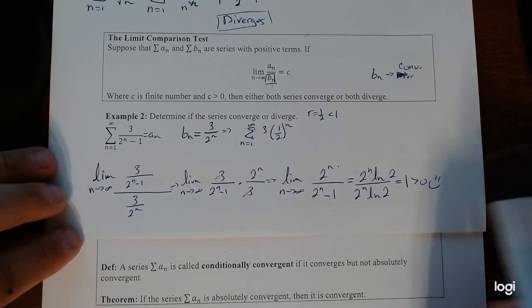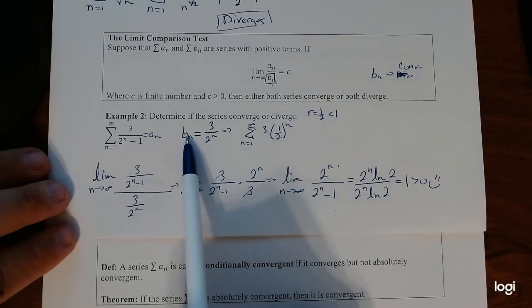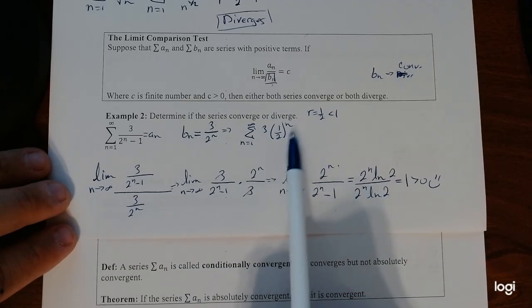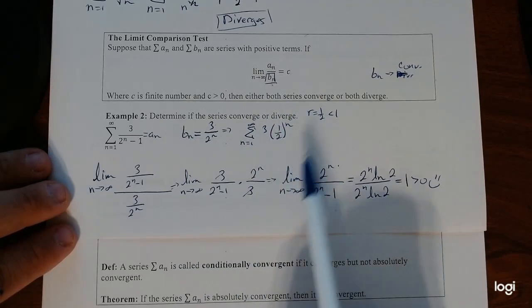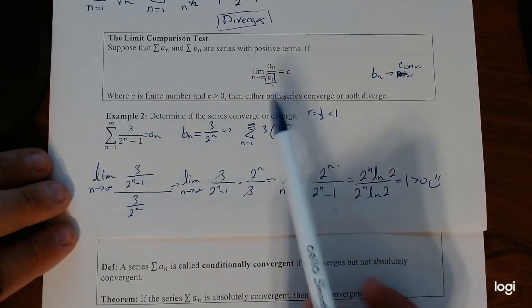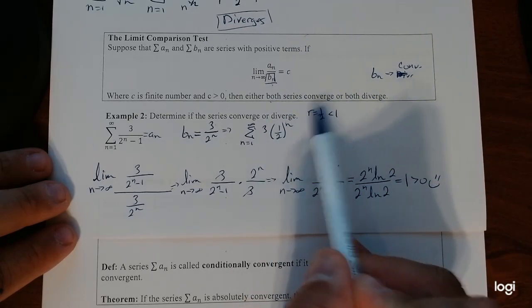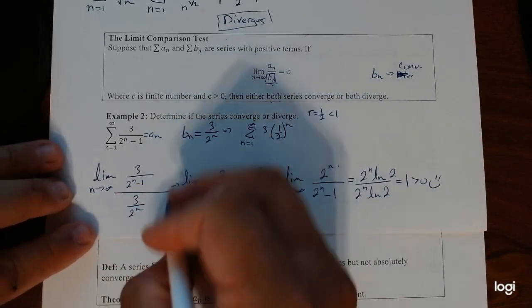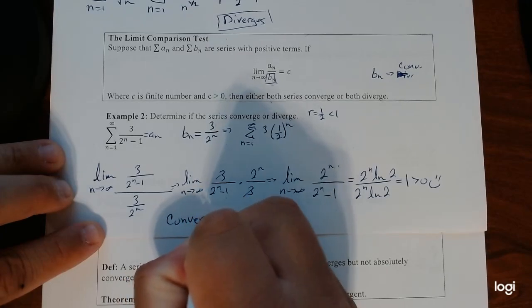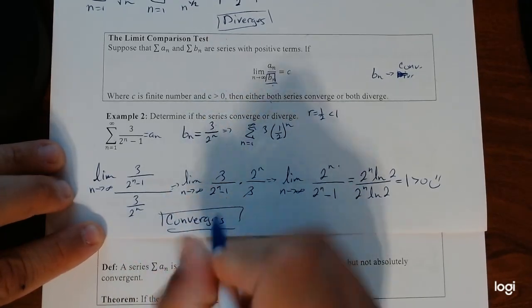So because the series we compared it to, b sub n, converges because it's geometric, a sub n also converges, because the theorem says either both converge or both diverge. So therefore, this converges. There we go.